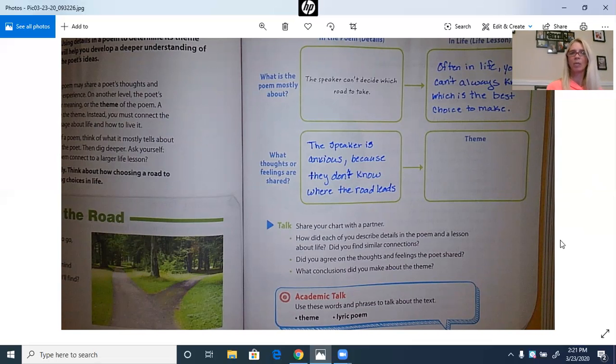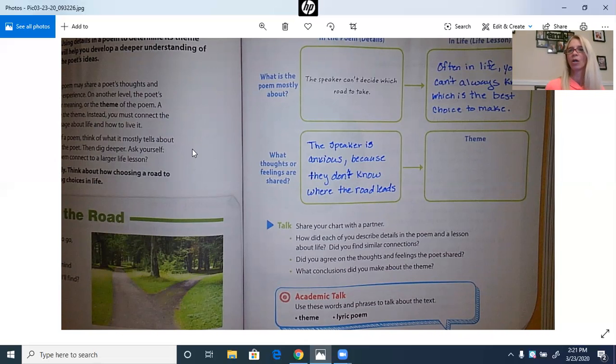So we don't know in this poem if the speaker is a he or she. So we're not sure. And they don't know where the roads lead. So remember, sometimes you have to dig deeper into a poem or story to get the theme. They're going to give you little hints, they're going to give you little clues, but you got to really dig deep.